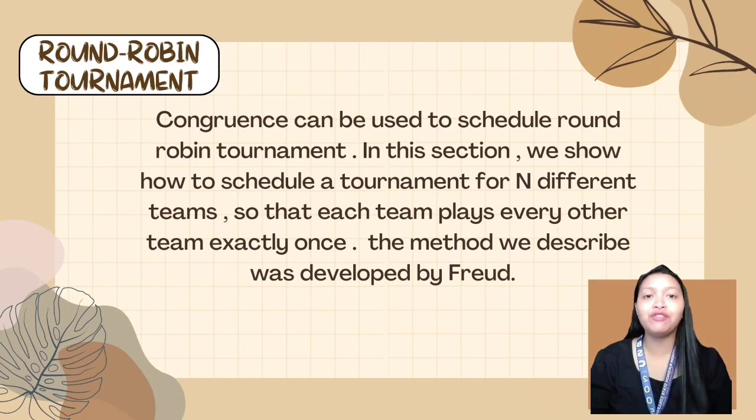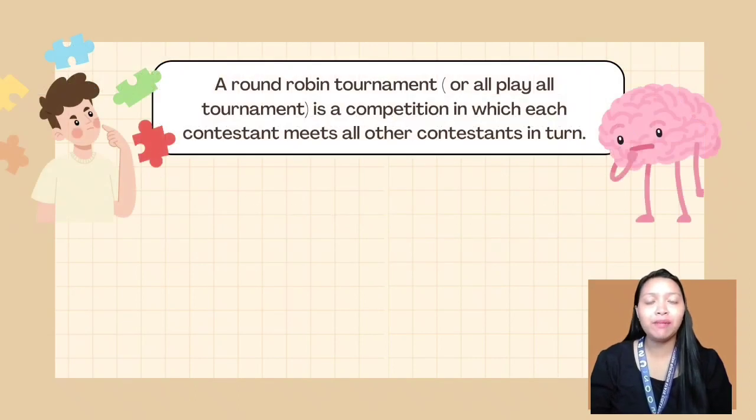Actually, we have a different formula on how to schedule using a round-robin tournament. But in this section, since we are dealing with number theory, what we need to do is to apply the congruences. So this method was developed by Freud. A round-robin tournament or all-play-all tournament is a competition in which each contestant meets all other contestants in turn. This is precisely what I said earlier.